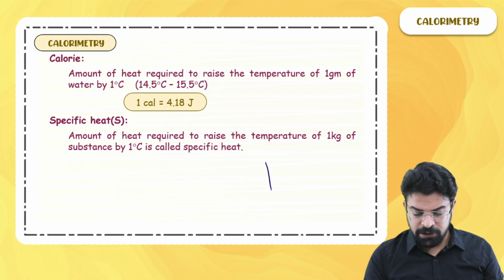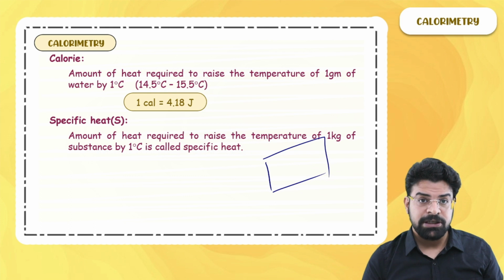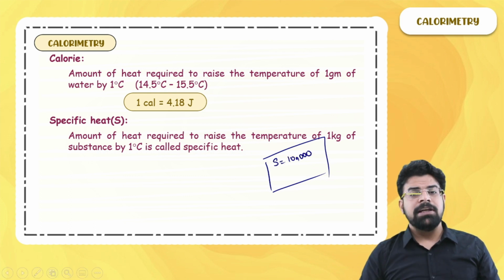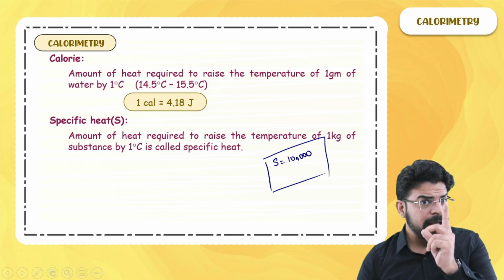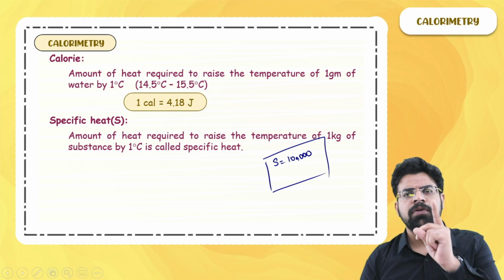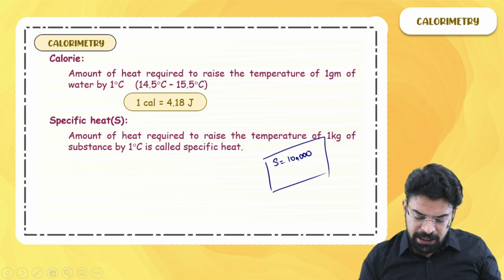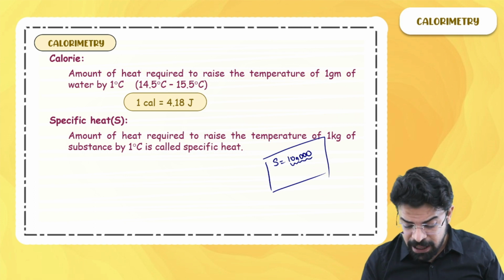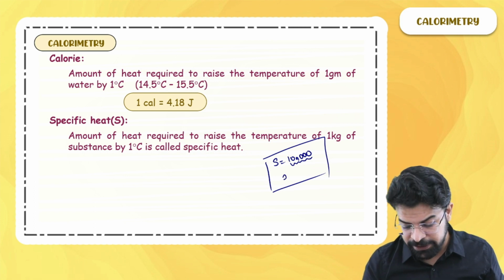Now let's say I tell you I have got a substance of specific heat 10,000 units. What does this mean? That if you have got 1 kg of this substance, then to increase the temperature by 1 degree centigrade, you have to give 10,000 unit of heat. And I ask you, okay, I have got this substance whose specific heat is 10,000, but I do not have 1 kg, I have got 3 kg.